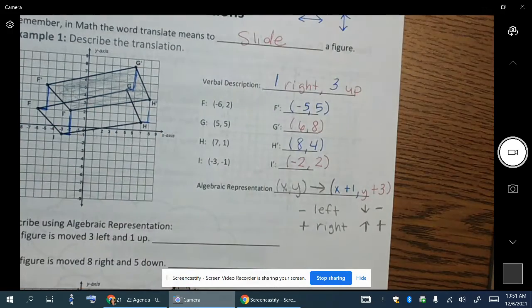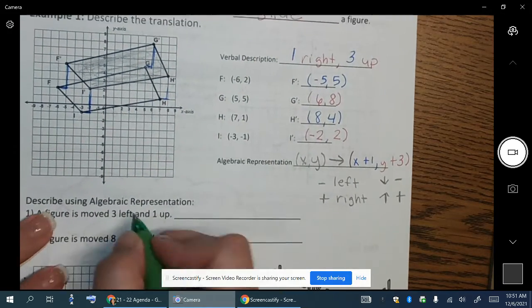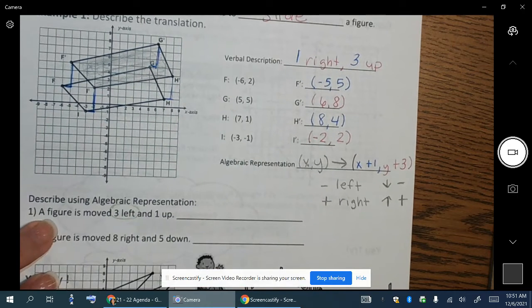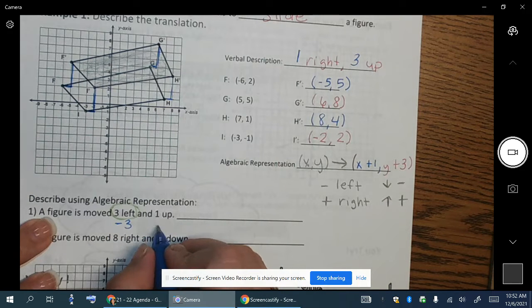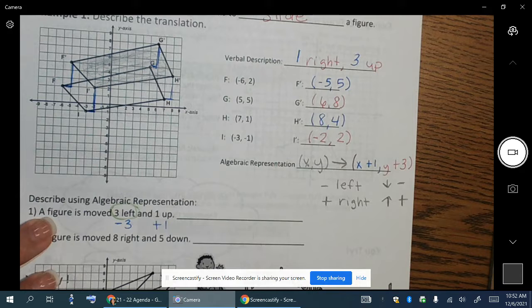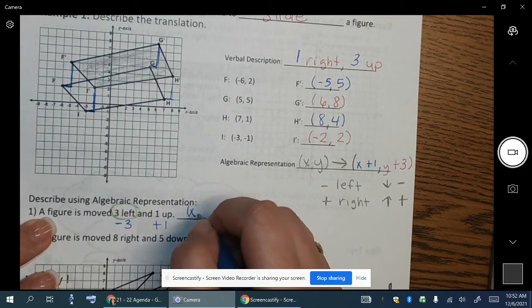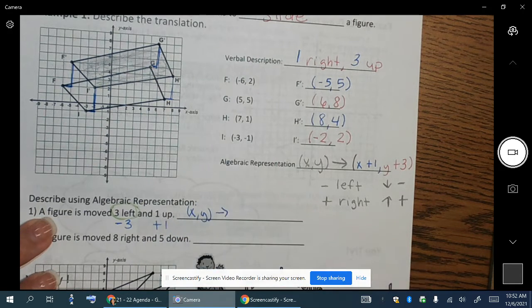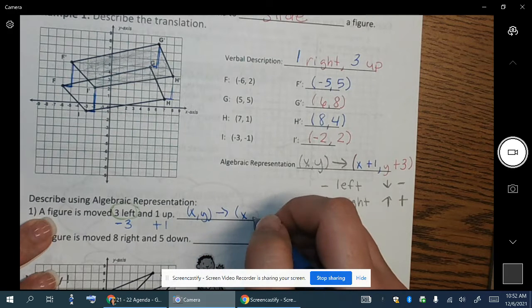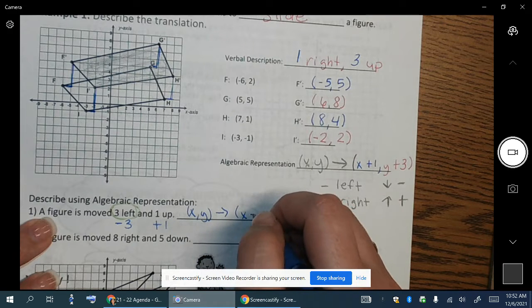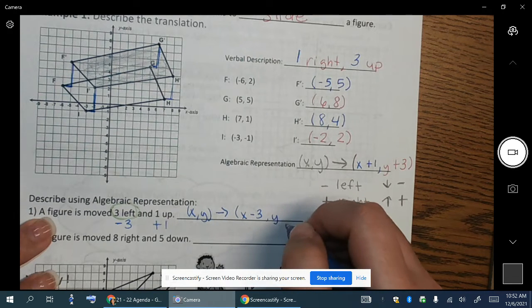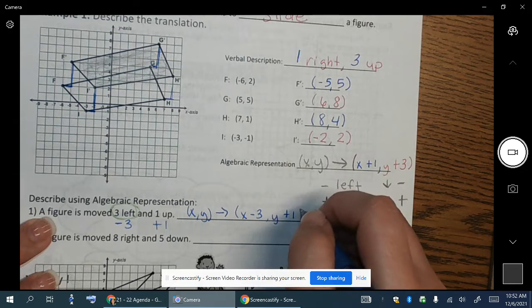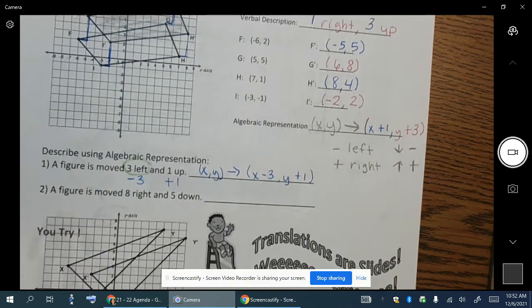Okay? So, if I said I am moving 3 to the left, how would I write 3 to the left? Right here, minus 3. And what would be 1 up? Plus 1. So my algebra would be x, y, and then x minus 3, and then y plus 1. That's all it is.